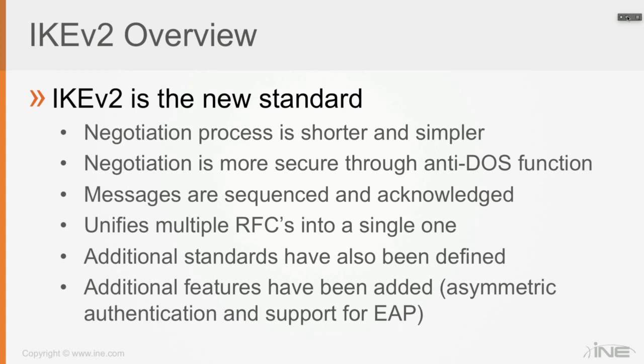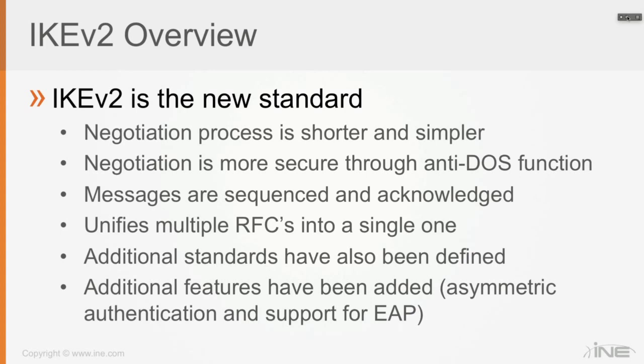It unifies multiple RFCs into a single one. So in IPsec VPNs with IKEv1 as the key management protocol, we had pretty much 15-20 RFCs, which IKEv2 fixes, and it brings everything into one common RFC. Of course, additional standards have also been defined, which means we have additional RFCs with IKEv2 as well, but still the main functionality of IKEv2 with IPsec VPNs is now combined into a single RFC.